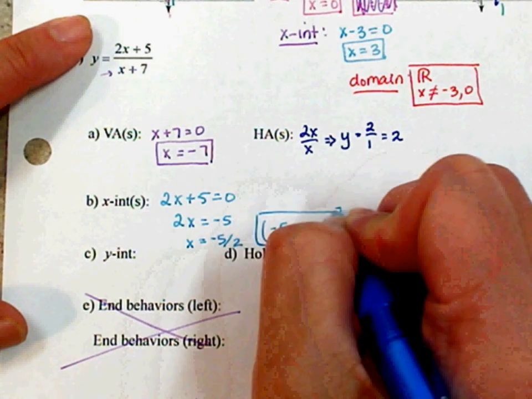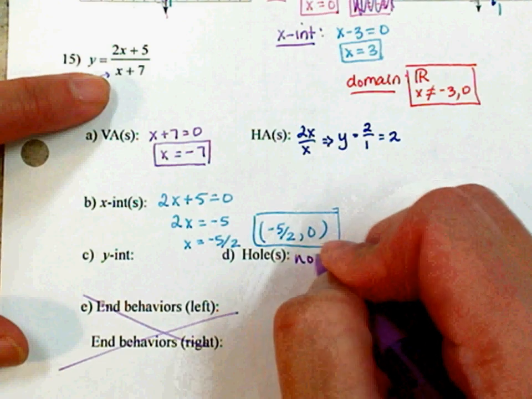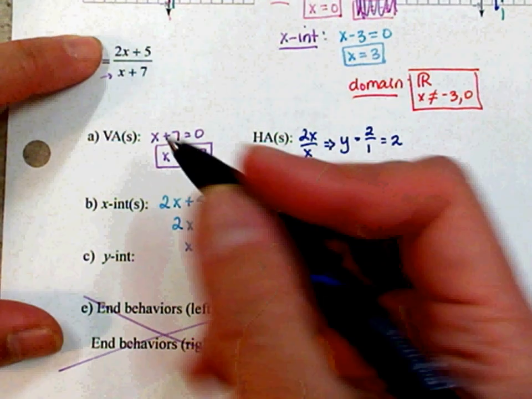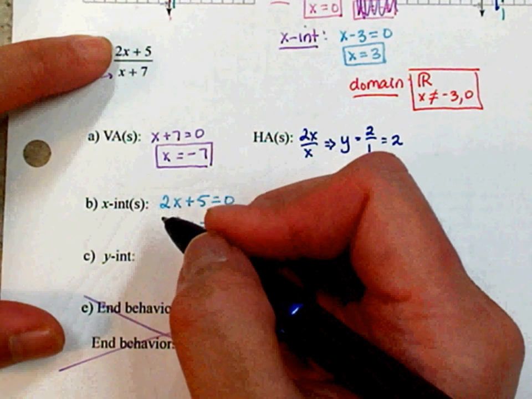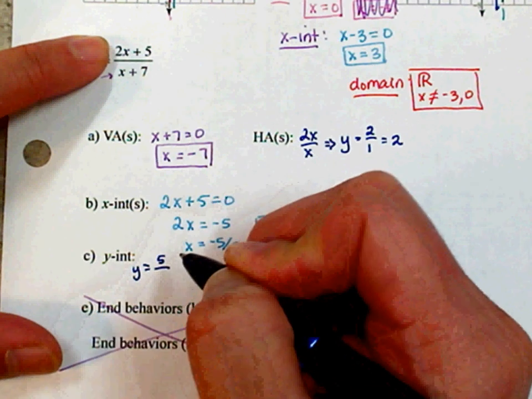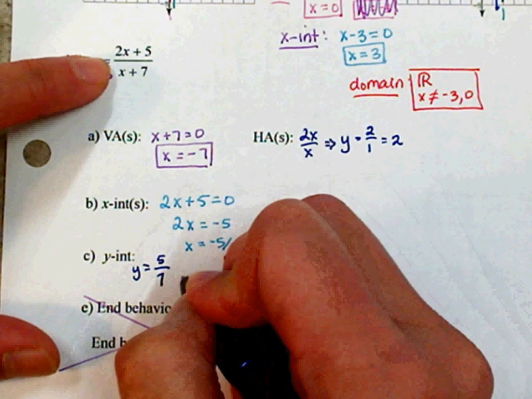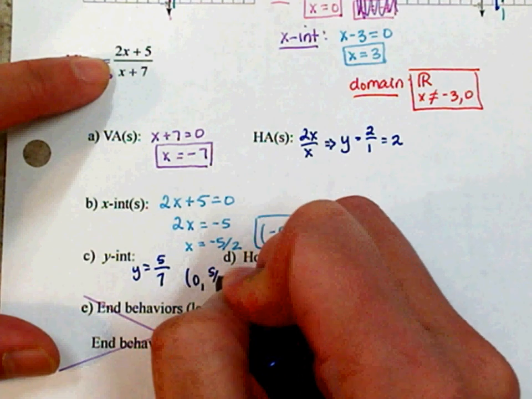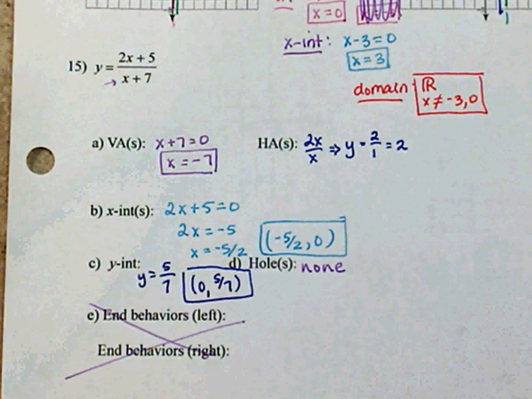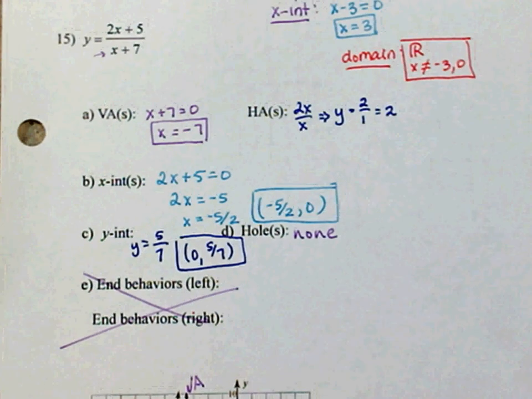All right, holes. Nothing cancels. There's no holes. Y-intercept, set x equal to 0. So 2x is 0, so the numerator is 5. X plus 7, so 0 plus 7 is 7. So your y-intercept is 0, comma 5 over 7. And you are finished. Okay? And if you look, it should match up to the graph you have underneath. All right, and that is page 3.